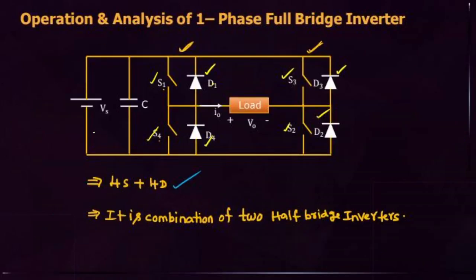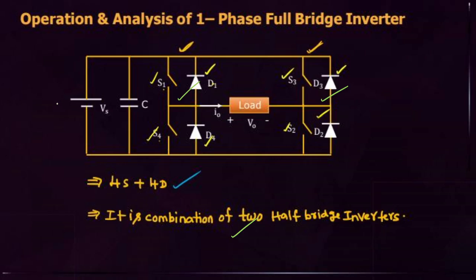Next, operation and analysis of single phase full bridge inverter. In half bridge inverter, how many switches and how many diodes? Two switches and two diodes. But here four switches and four diodes. In the case of full bridge inverter, there exist four switches and four diodes. It is a combination of two half bridge inverters. This is one half bridge inverter, this is another half bridge inverter. The only difference is the number of devices.